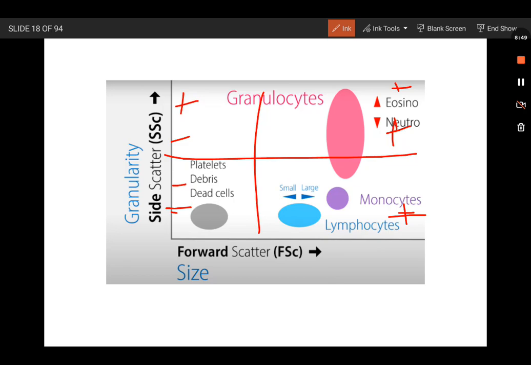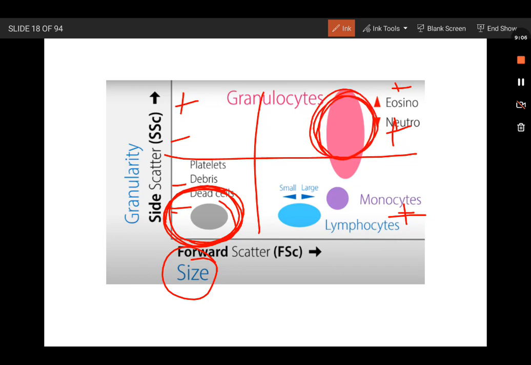If we look at platelets, debris and red cells, they are very small in size, so they are here, and similarly they have no granules either, so they are in this quadrant. Eosinophils and neutrophils, the granulocytes among our WBCs, have a big size as well as a lot of granularity.